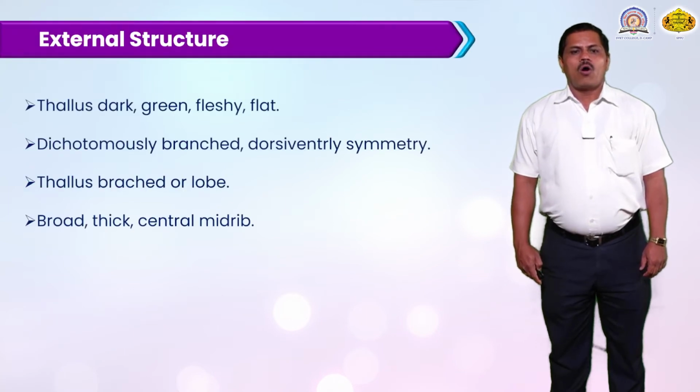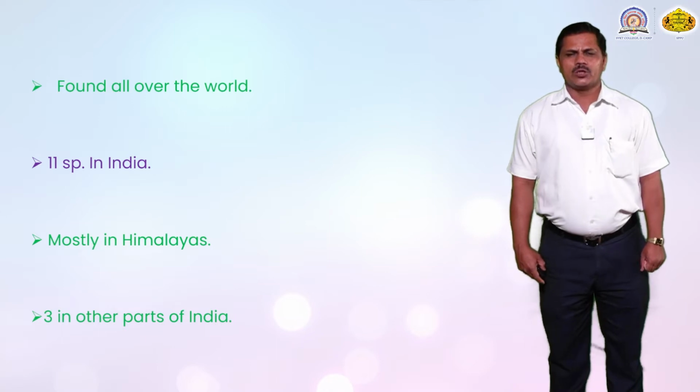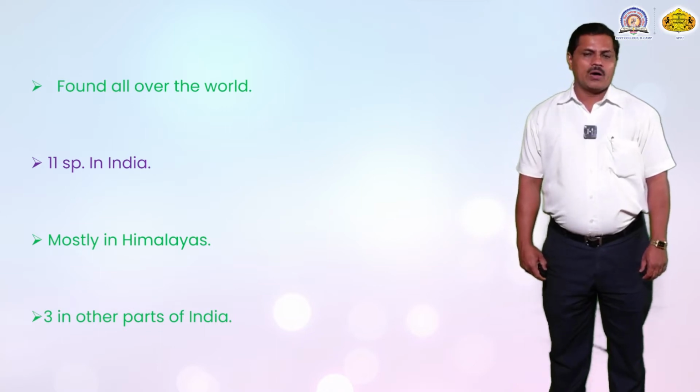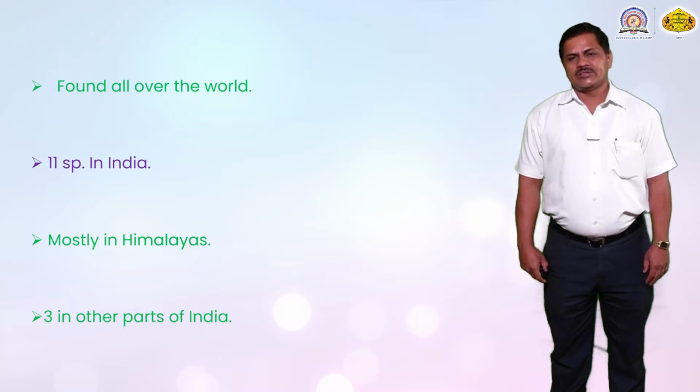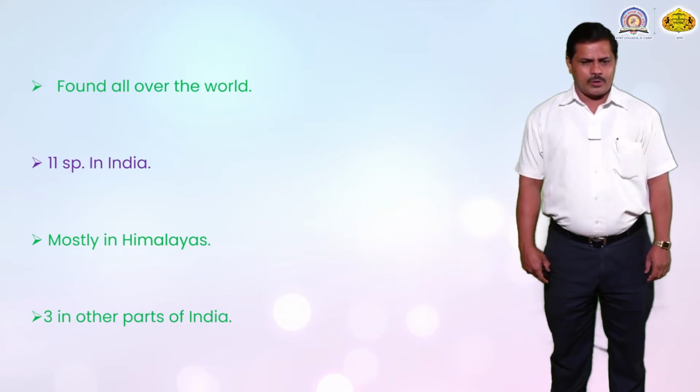Found these plants, they are found all over the world. Mostly these species are distributed all over the world, not only in India. About 215 species are distributed worldwide. Of these 215 species, only 11 species are known in India, or can be identified by Indian scientists. Mostly in the Himalayan region, most of the species occur.